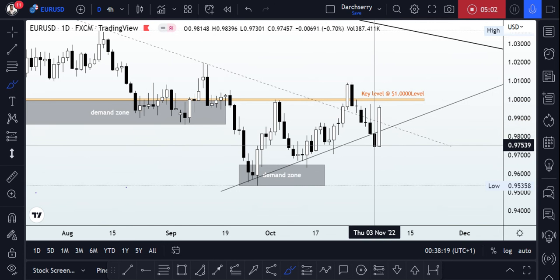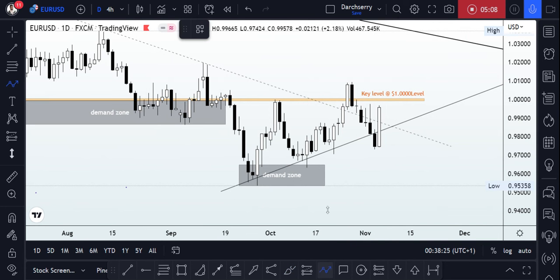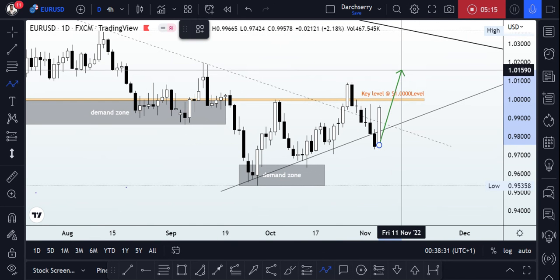So going into the new week, I have two scenarios looking at what is happening on the daily time frame here. The first one is a situation where this engulfing candle will actually take us out of the $1 area, that is, give us a breakout of that structure.